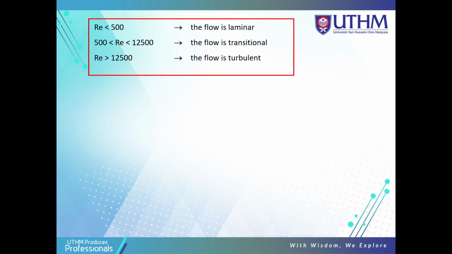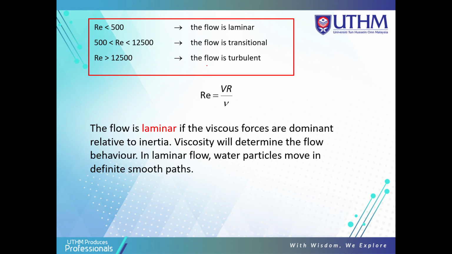We can state the flow as laminar when the Reynolds number is less than 500. Transitional is between these values, and more than that the flow is turbulent. The flow is laminar when the viscous forces are dominant relative to inertia. In laminar flow, water particles move in definite smooth paths.